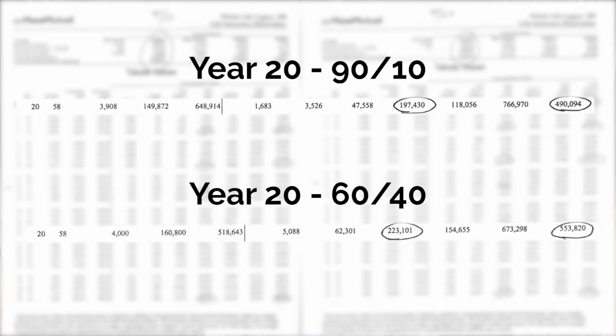If you do the math on that, if you take the 223,101 and subtract from it the 197,430, that's about $26,000 more that you would have in your pocket. And why is that? Why in the later years am I having more cash in this 40-60 illustration than I am on my 90-10?